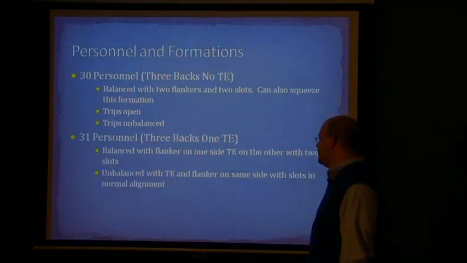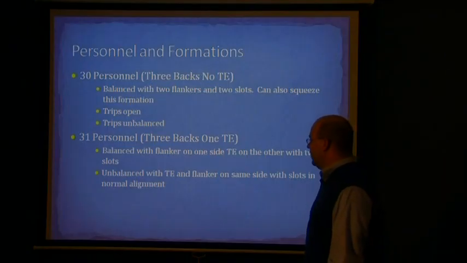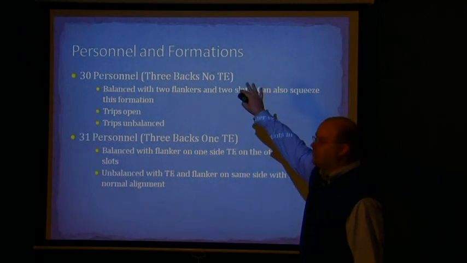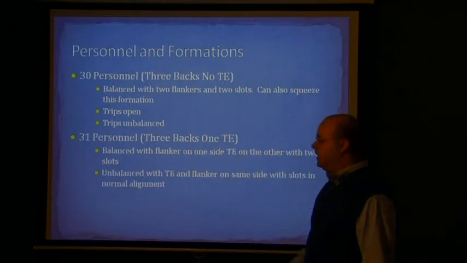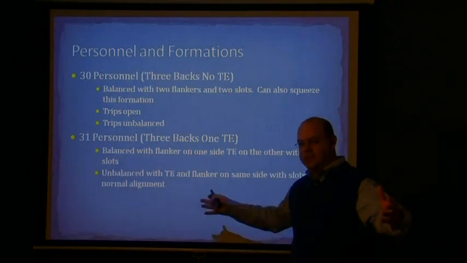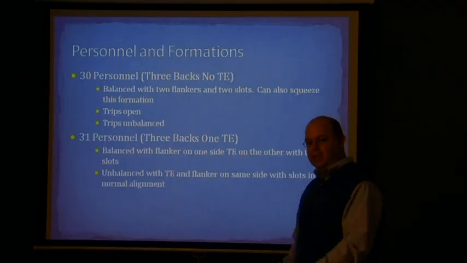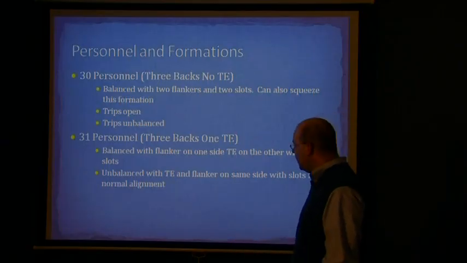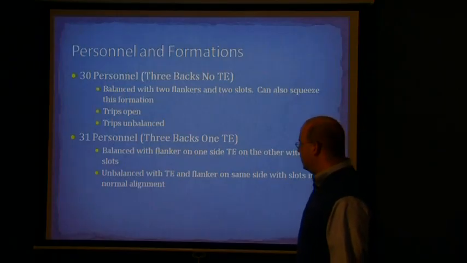31 personnel formations, 3 backs, 1 tight end in the game, which only leaves us 1 receiver in the game. Depending on the ability of your tight end, you can get into these 30 personnel formations, but if your tight end's a true tight end, we line up balanced with the flanker on one side and tight end on the other side, obviously with the 2 slots. Again, with the tight end in the game, our slots don't bump their alignment. They're still in the same alignment. And then unbalanced with the tight end and flanker on the same side with slots in normal alignment.